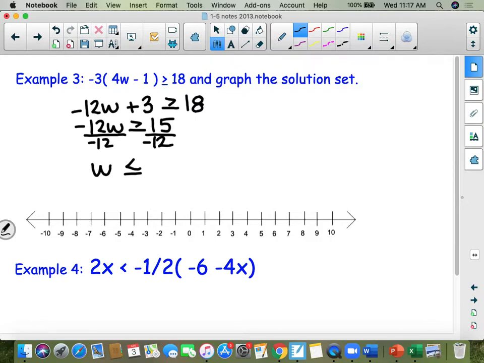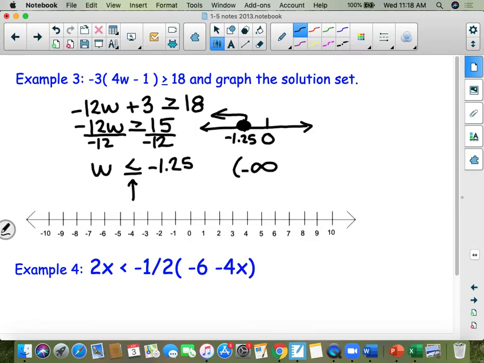This is going to end up being a negative 1.25 if you plug that into your calculator. Make a number line. Here's 0. Doesn't a negative 1.25 land to the left of 0? I'm going to use a closed circle here at a negative 1.25 because there's a line underneath it. And I need to shade to the left. Interval notation is a negative infinity to a negative 1.25. And since it's a closed circle, I need to put a bracket.